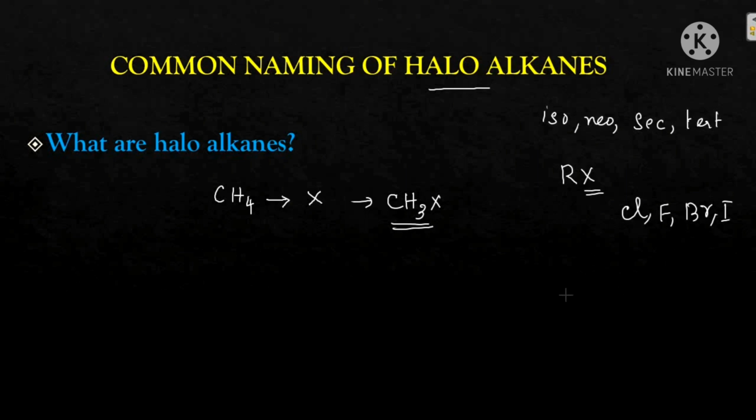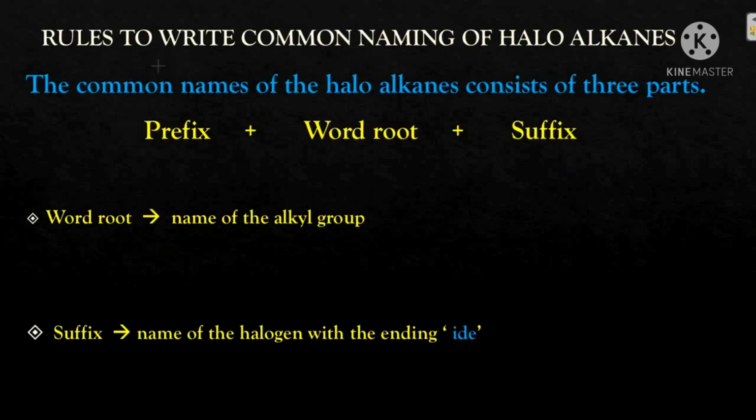Next we are going to see the rules which we follow while naming haloalkanes in the common system or the trivial system of nomenclature. To write the common name of haloalkanes, we have three parts: prefix, word root and suffix. The prefix we will see next. Before that, we shall see what the word root and suffix are.